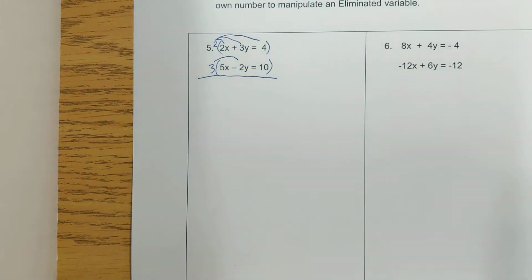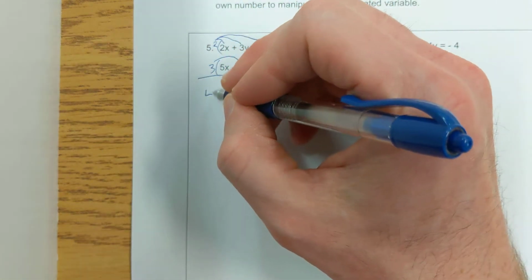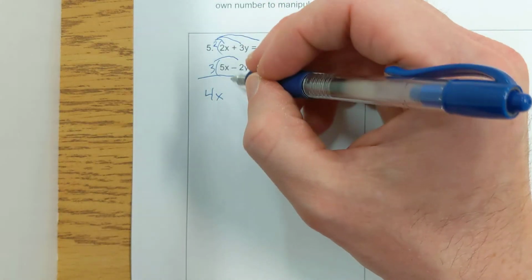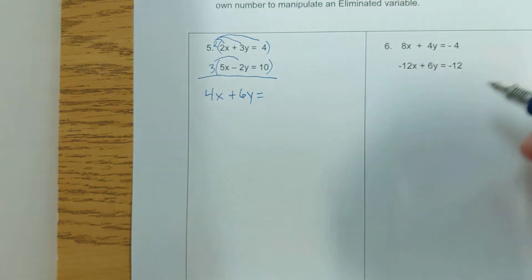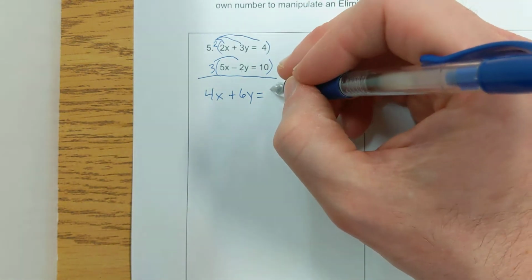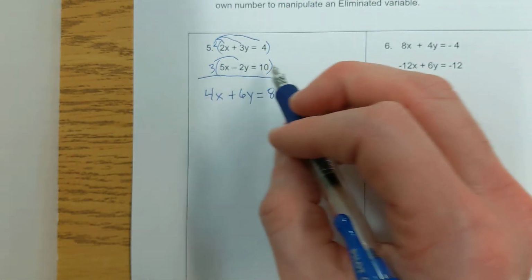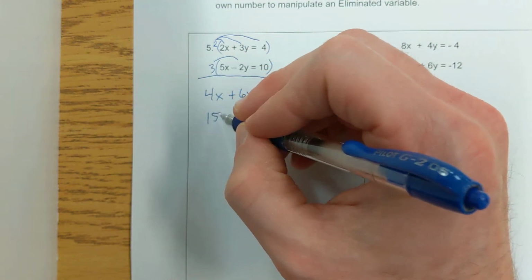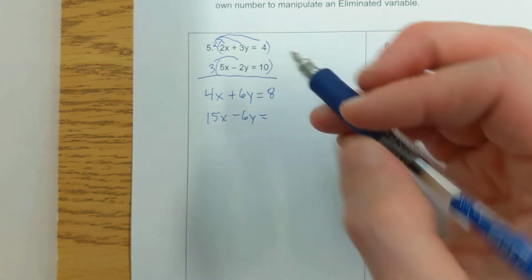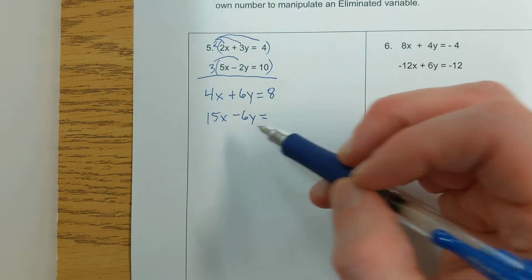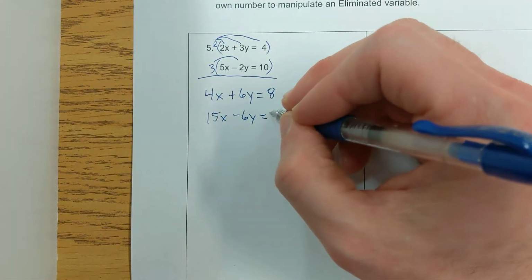So that's what I mean by we're manipulating this so that we can get things to work out to our advantage. We're just thinking a couple steps ahead. All right, so we multiply here, and we get 8. And then on the next row, we're going to get 3 times 5, so 15x. We get minus 6y, which creates exactly what we wanted right there with the 6y and the minus 6y. And then 3 times the 10, we get the 30.